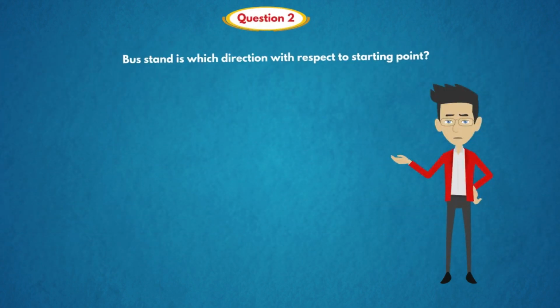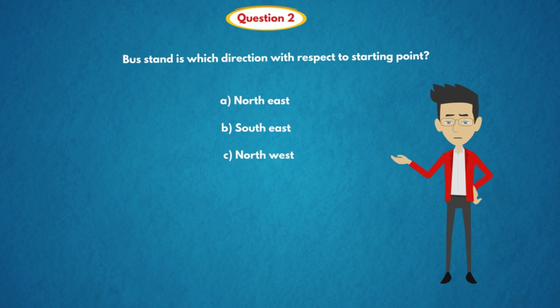Question number 2. Bus stand is which direction with respect to starting point? Options are option A, northeast, option B, southeast, option C, northwest, option D, southwest, and option E, none of these.